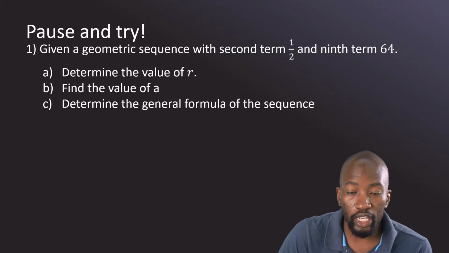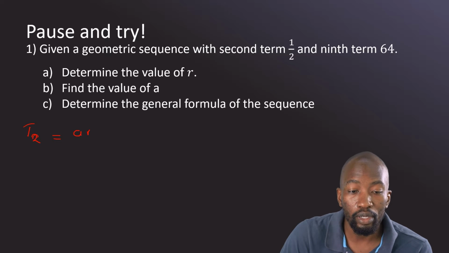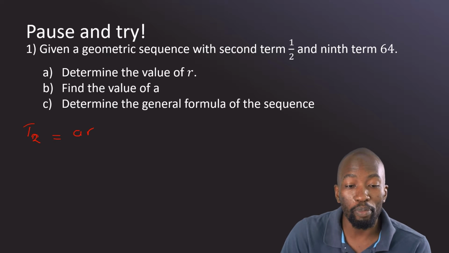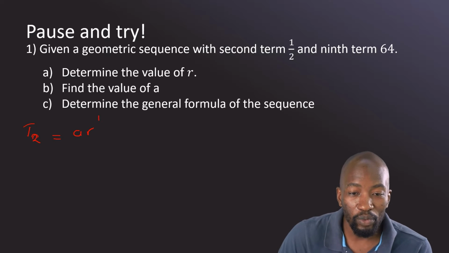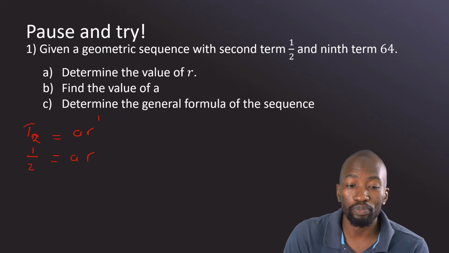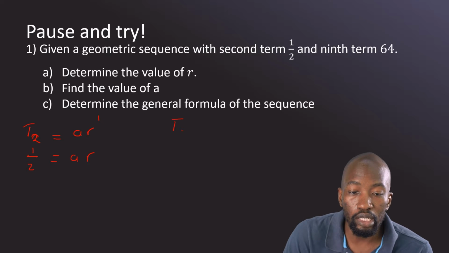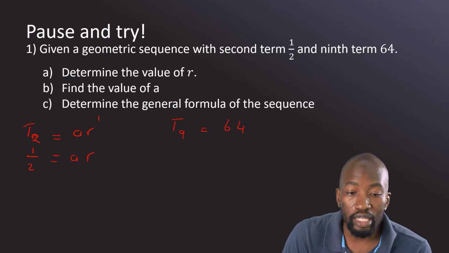So the second term is 1 over 2. We know that T2 would be equal to A multiplied by R to the power of 1, right? Now, we know that T2 is a half, so I'll say 1 over 2 is equal to AR. Furthermore, I know that the ninth term is equal to 64, so I will say T9 is equal to 64. But what do I know about T9? I'll say 64 is equal to AR to the 8.